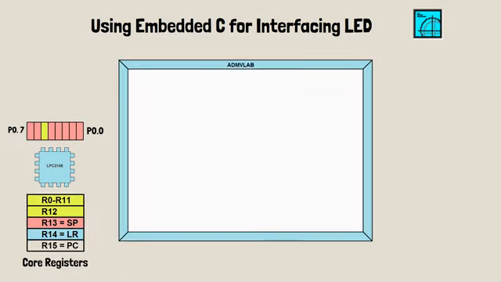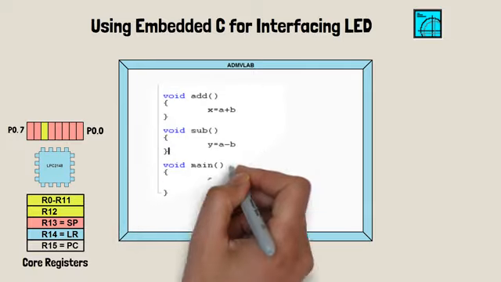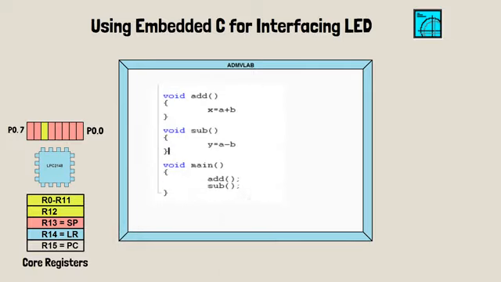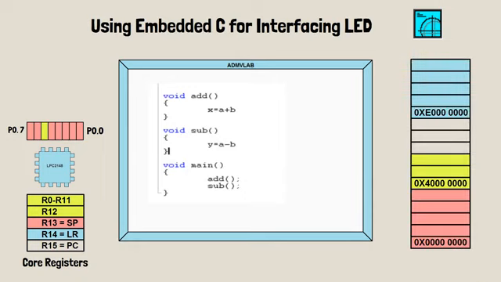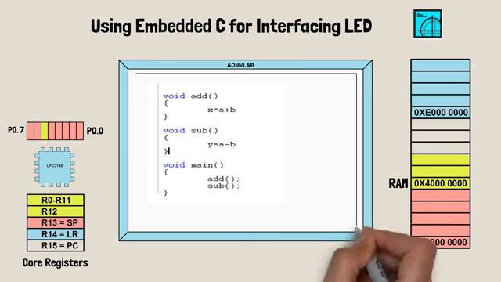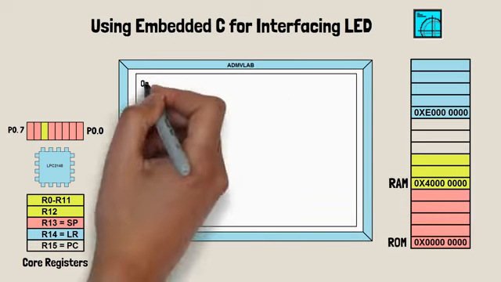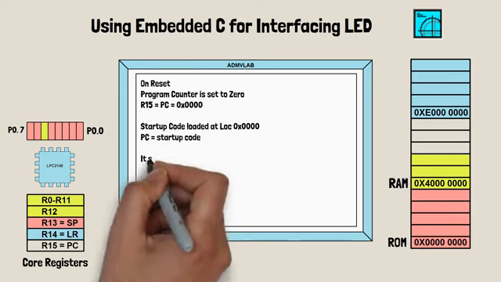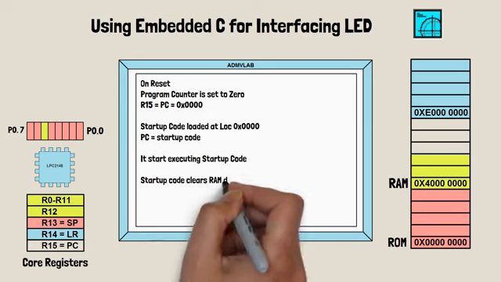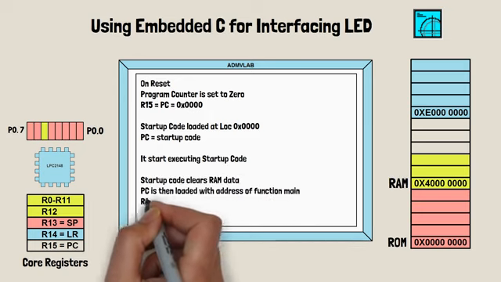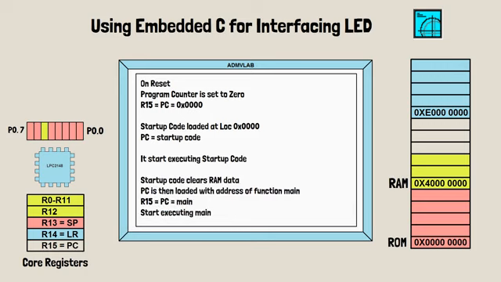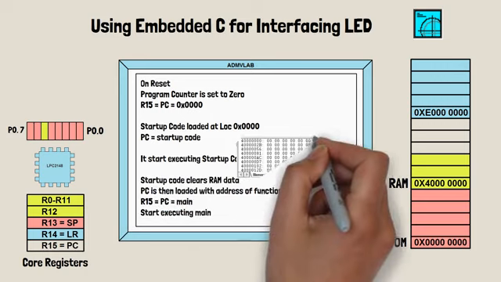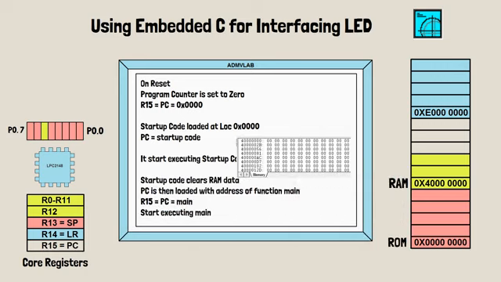Embedded C is a structured language in which a single program is divided into many modules called functions. The starting point for a C program is the function main. When the processor resets, the program counter, R15, is set to 0, and the processor starts executing the startup code located at address 0 in the ROM. The startup code clears the RAM data, and the startup code loads the program counter with the address of function main, and starts executing the main function.